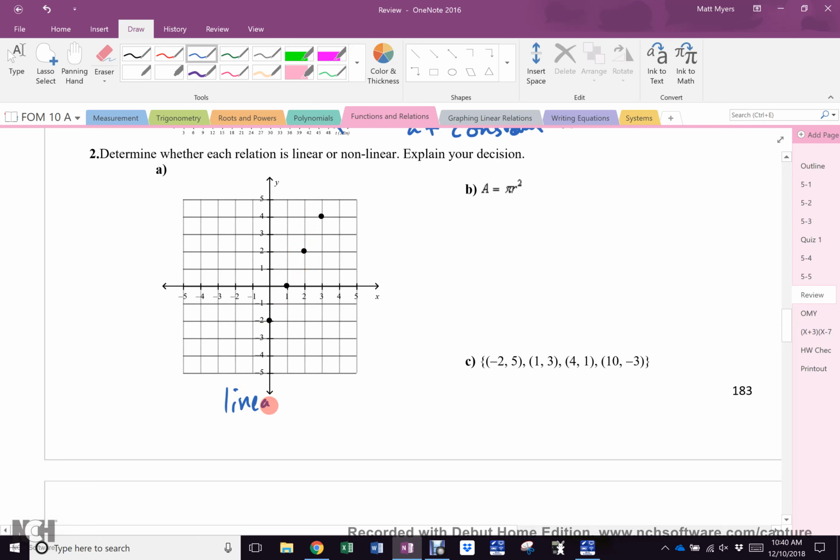Linear. Even though there's no line, because I went up 2 over 1, up 2 over 1, up 2 over 1. Linear. Linear or non-linear? Non-linear. Why? Exponent. Ooh, tricky. Linear or non-linear? Hard to tell from here, but I gave you a graph right here. You could have put it on the graph. Non-linear. 1 mark each, out of 3.